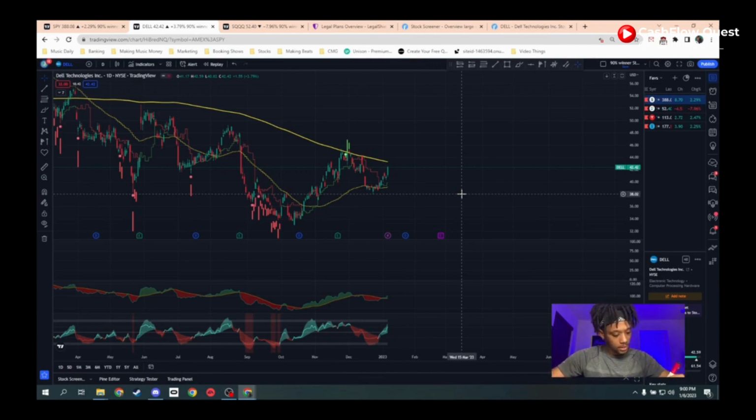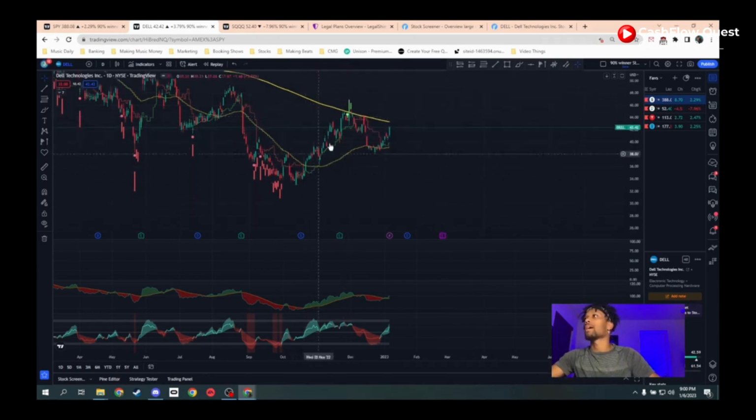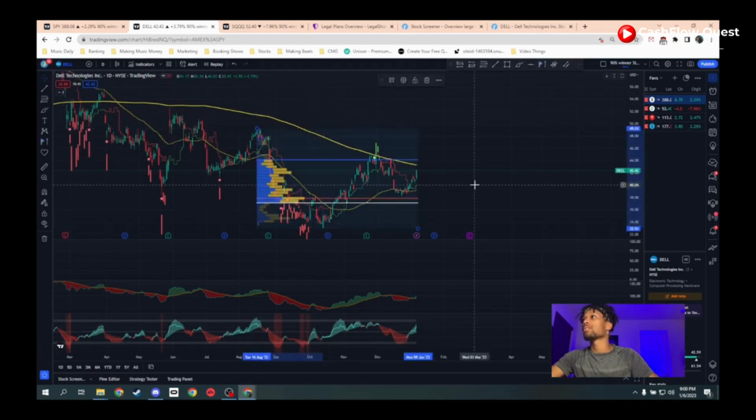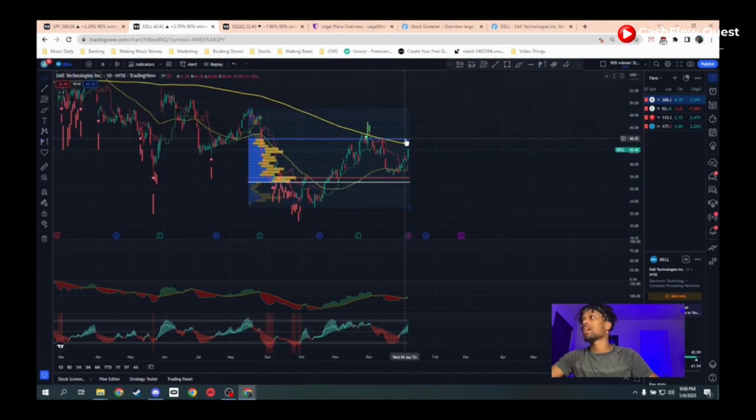Write it down. So why am I looking at Dell? Okay, let's go back. For one, you see that 200 moving average right there, super close to it. That's what I like to see. You set your high and your low values and see what's going on. Again, we're approaching that high value area right here with that 200 moving average.